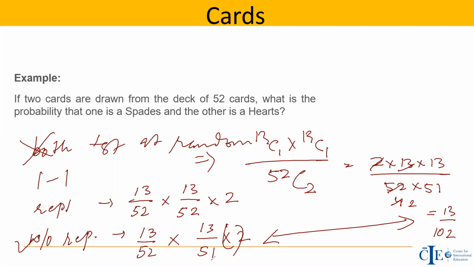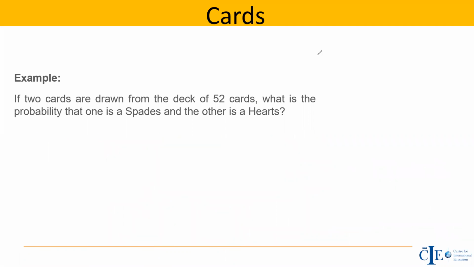The second one has to be a heart. With replacement, it would be the same, but without replacement, it's 13 by 52 into 13 by 50. Right? So that would be different. So 13 on 102 is the right answer.